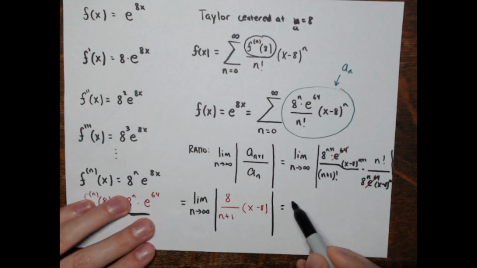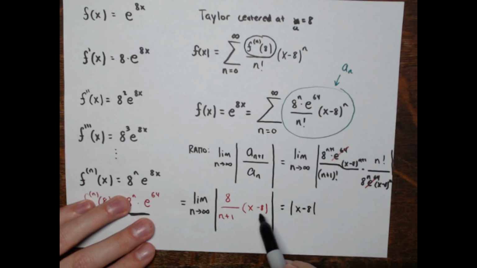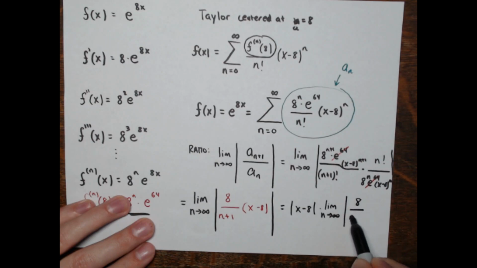This absolute value of x minus 8 can come out. That doesn't involve n at all, so it's considered constant. Times the limit as n approaches infinity of 8 over n plus 1. And this is going to 0 again. As n goes to infinity, the denominator will be getting huge, so this will be getting really small. This is going to 0, no matter what x is, for any x.